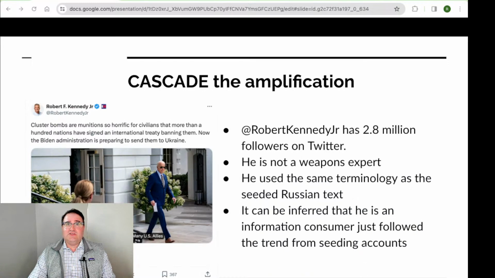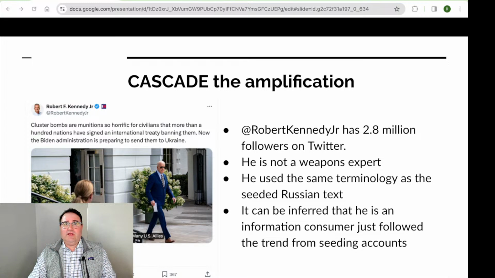The end state is to cascade the amplification. This tweet came from Robert Kennedy Jr., who is an American lawyer, and I suppose he wants to be a politician. This guy has 2.8 million followers on Twitter. Robert Kennedy Jr. is not a weapons expert. He used the same terminology as the seeded Russian text. And it can be inferred that he is an information consumer that just followed the trend from these seeding accounts.